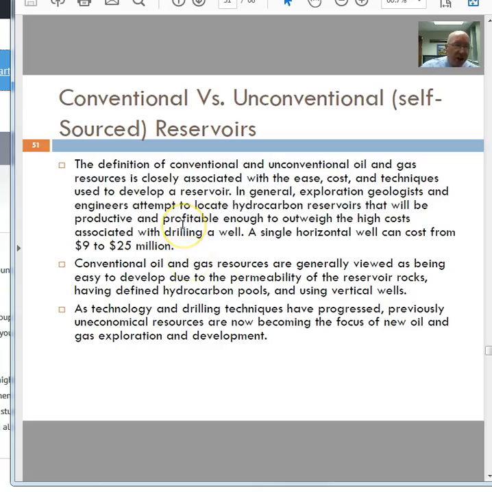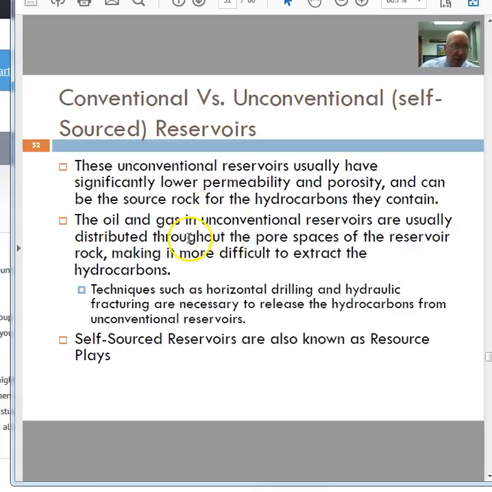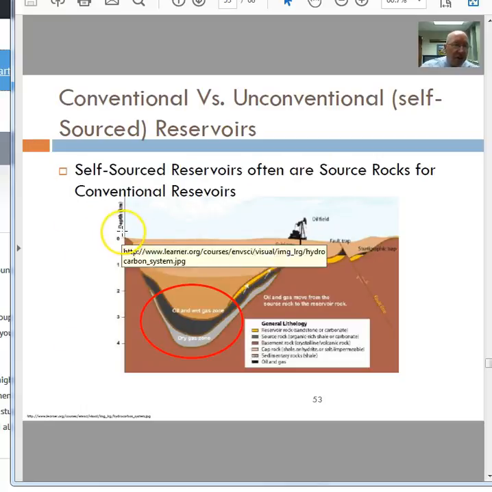This is a nice chart that explains conventional versus unconventional, so be familiar with this. Incidentally, a single horizontal well can cost from 9 to 25 million. That's absolutely true. They can be extremely expensive, but a lot of the ones in the Permian are being drilled in the $3 million range, so don't think that 9 million is as cheap as it can really be done.